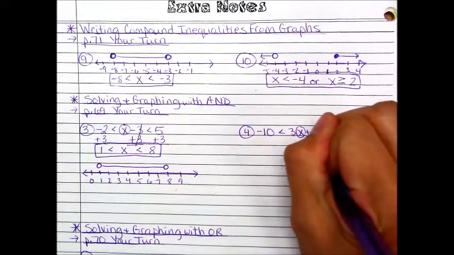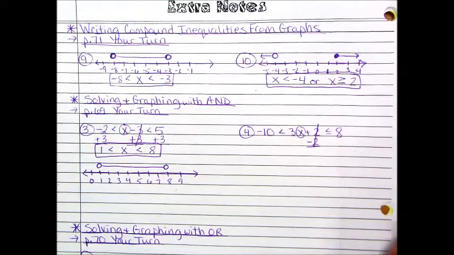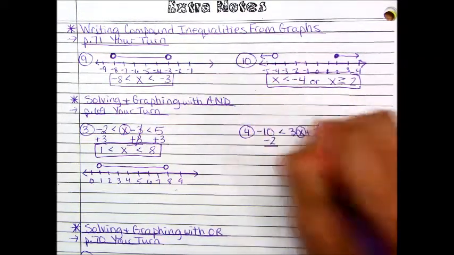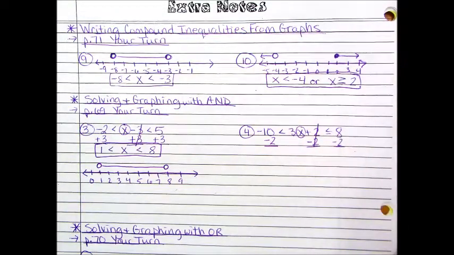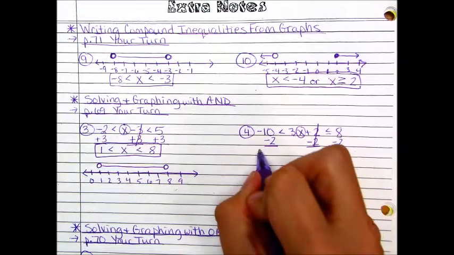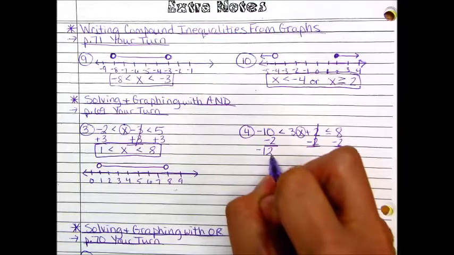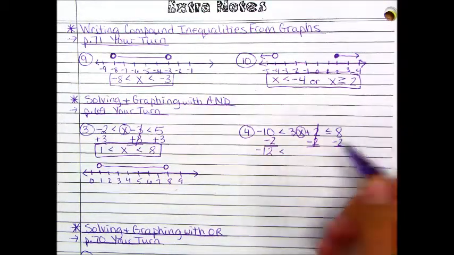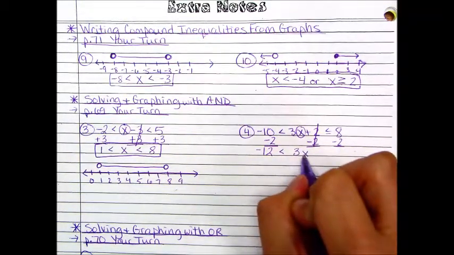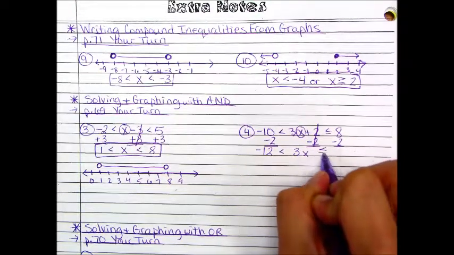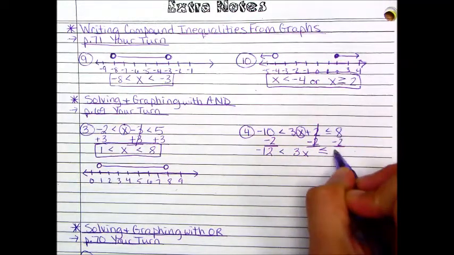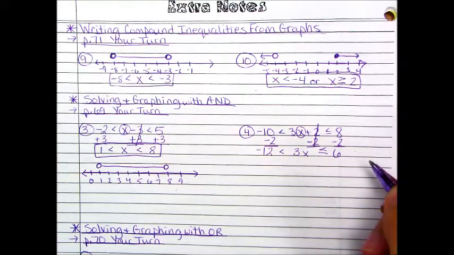So where it says +2, we're going to subtract 2 in the middle. We're going to subtract 2 on the left. We're going to subtract 2 on the right. So -10 minus 2 would be -12. Bring down your sign. You still have a 3x in the middle. This time this is less than or equal to, and then 8 minus 2 would be 6.